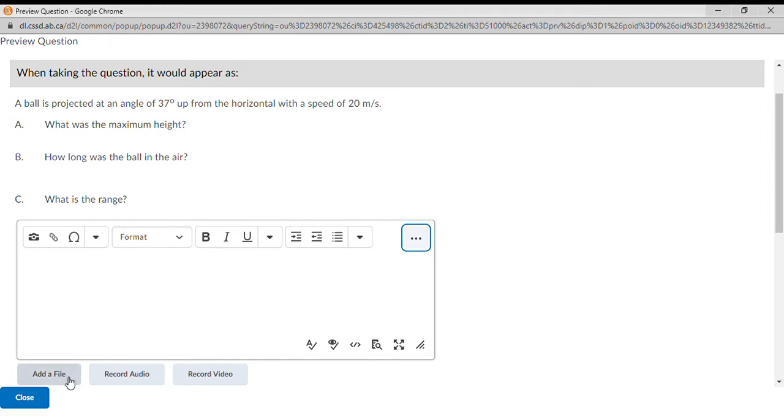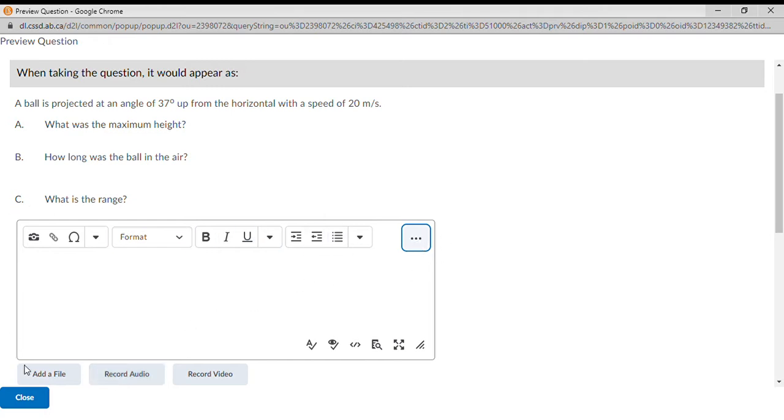You can complete the work on paper, take a picture of it and add it as a file. You can record audio in which you explain your thought process on the question and then give us the answer. Or you can record a video in which your face will be there, explain your thinking process and show us the answer. However, another way to answer this question is to use the equation editor.